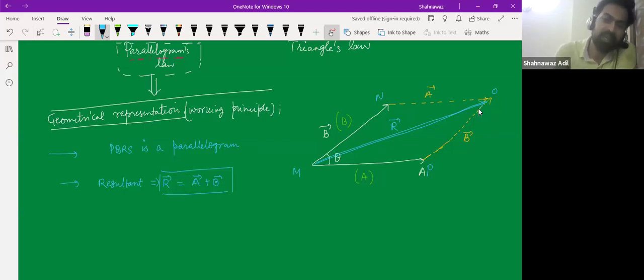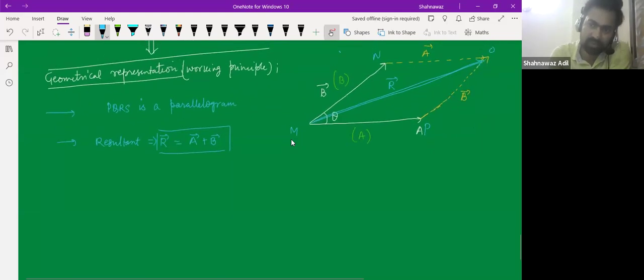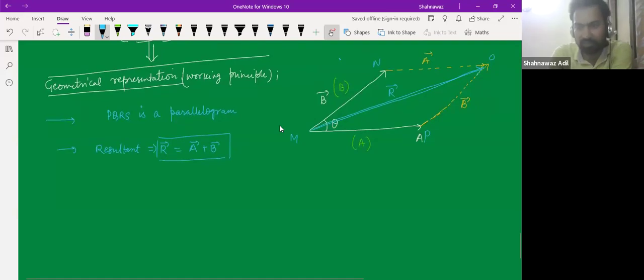Yes, sir. And then you have to find out, what are the attributes of a vector? IJK is the Cartesian representation. What are the main properties of vectors? The criteria of a vector are magnitude and direction, right? So ultimately we have to find out the magnitude and the direction.